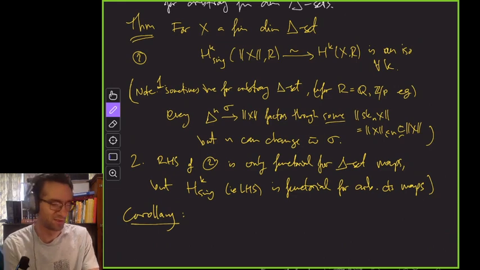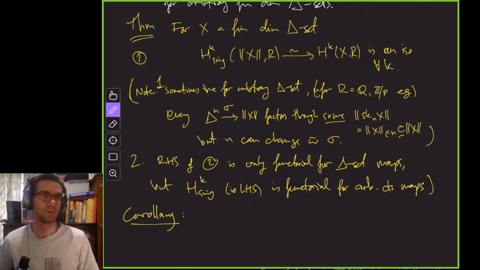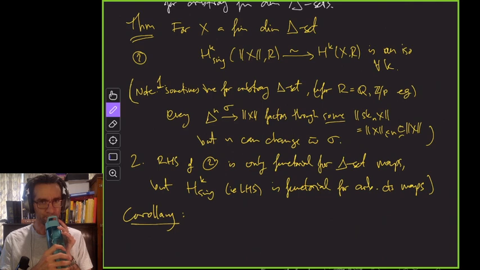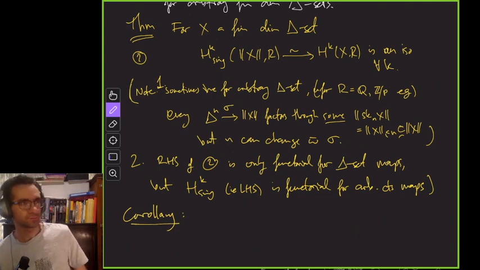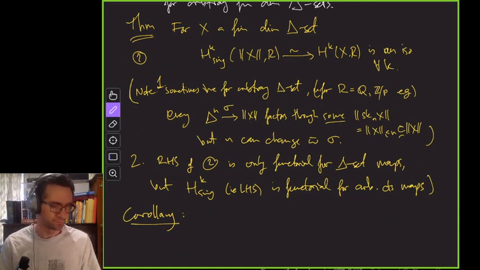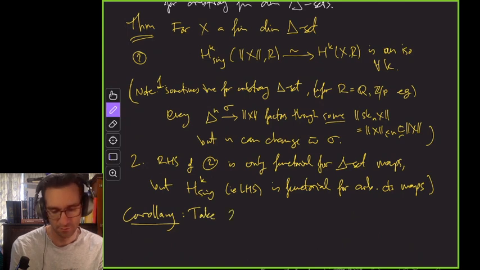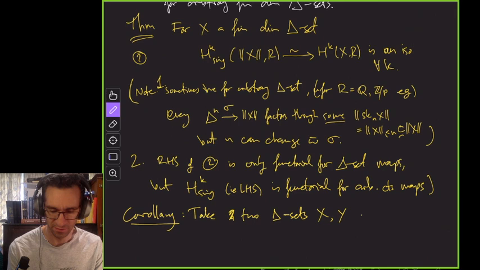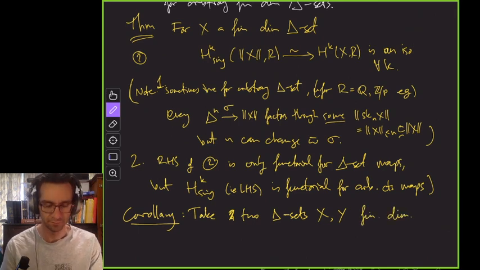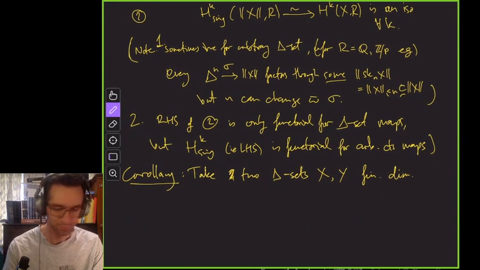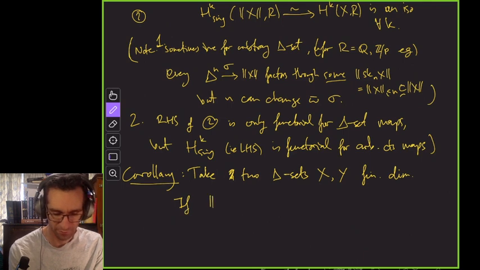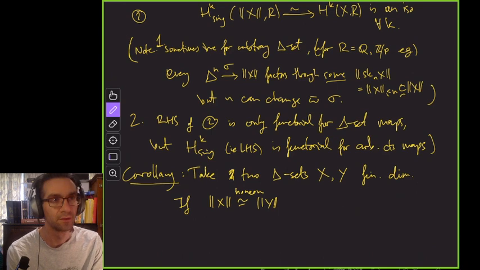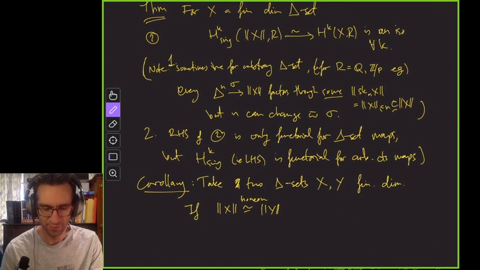Some observations, suggestions. Okay, let's say we take two delta sets X and Y, finite dimensional, and if X is homeomorphic to Y, oh, what I said about one. Okay, Razor, thank you.